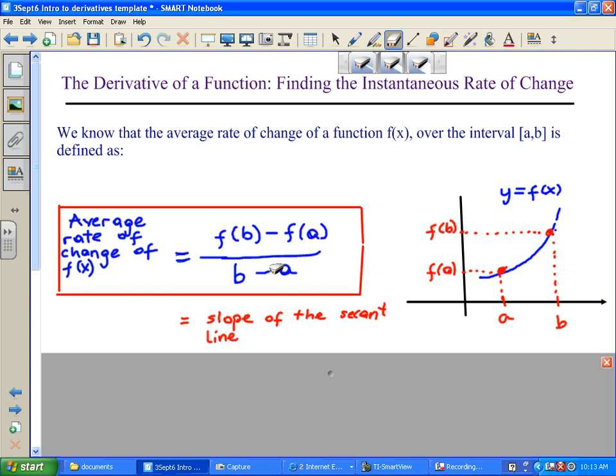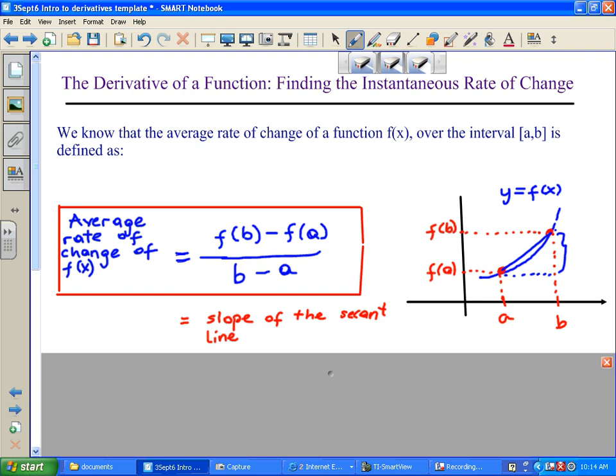Now, how do we find average rate of change? There's a very simple formula for that. Basically, if you're trying to find the average rate of change of this function over the interval from a to b, it's as if you were finding the slope of this line. Because what would be the slope of that line? It's rise over run, correct? What is rise here? What is this distance?